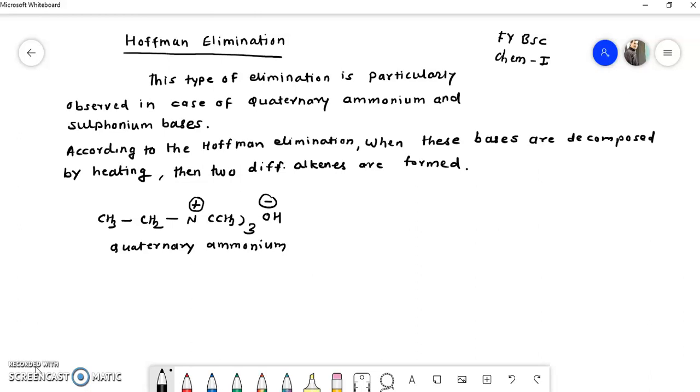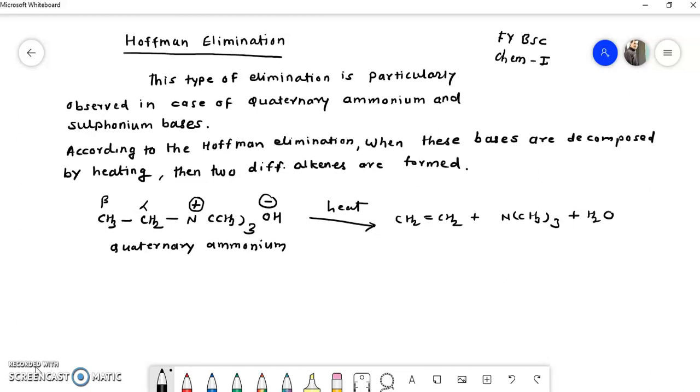Now when this quaternary ammonium base is heated, what happens? There is an elimination of water molecule. So when we heat this, we get an alkene like this, CH2 double bond CH2, with the elimination of this amine, N(CH3)3, plus water. Now you see here, we can say that this carbon is the alpha carbon and this carbon is the beta carbon. So the beta carbon's hydrogen is abstracted.